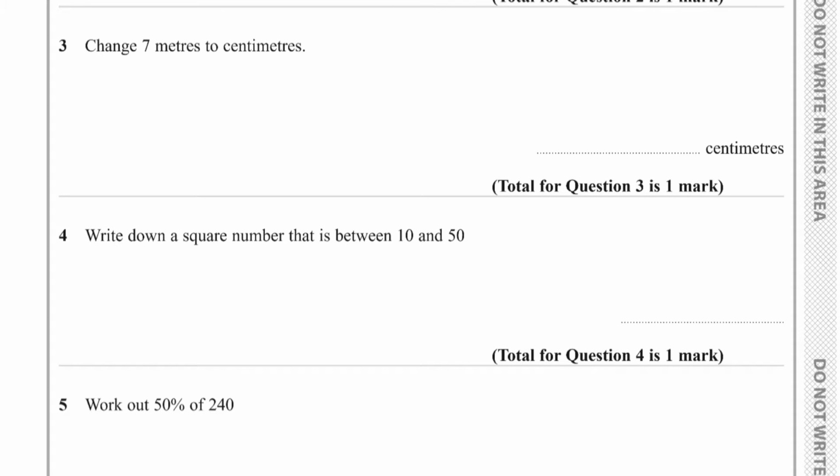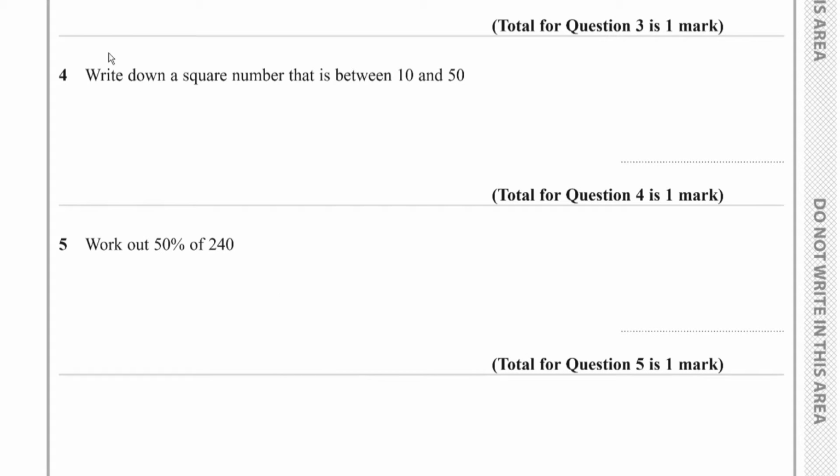Question number 3. Change 7 meters into centimeters. So, we have 7 meters, and if I multiply this by 100 to convert it into centimeters, we end up with 7 multiplied by 100, which is 700. So we have 7 meters, which is the same as 700 centimeters.